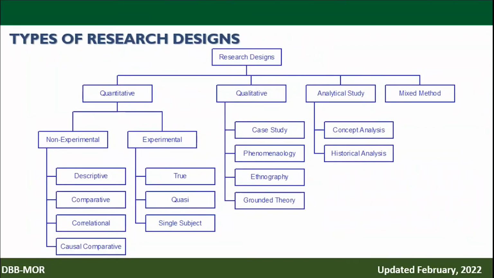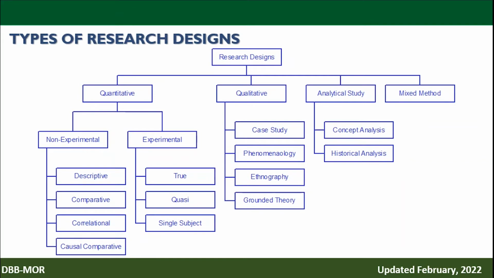Here are the types of research designs that I told you. I'll be discussing each of them. By next week, we'll be discussing experimental research. So experimental research is the umbrella. And there are three types of experimental research: the true, quasi, and single subject. And we also actually have pre-experimental design. But I don't encourage you to do experimental research considering pre-experimental design because of its disadvantages.